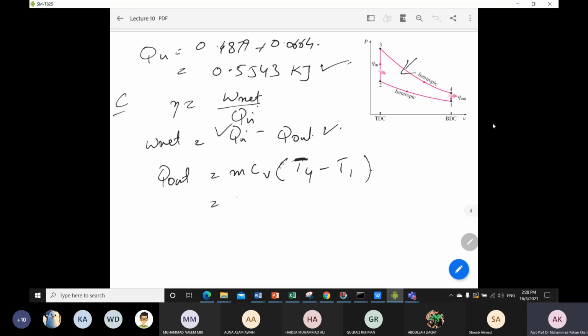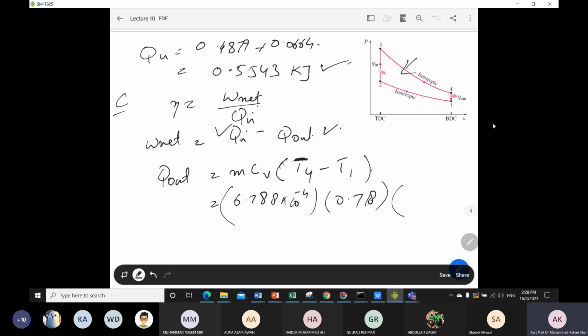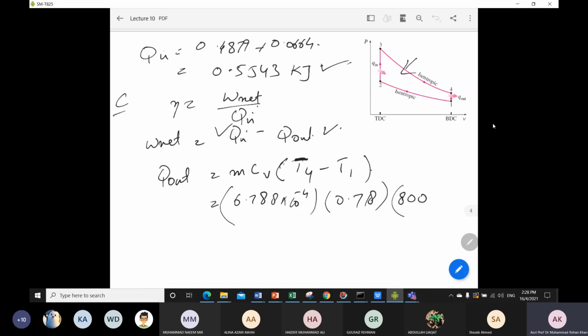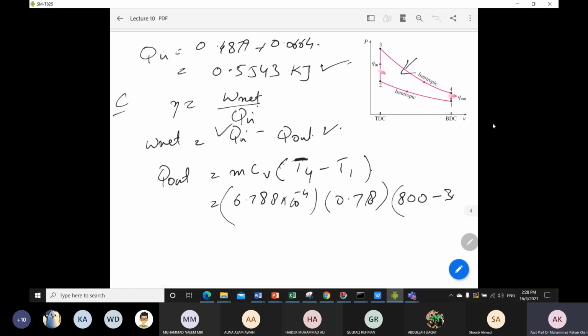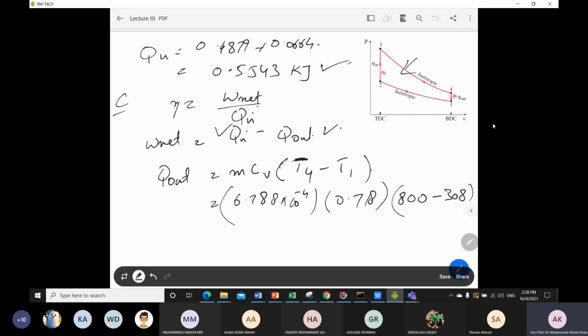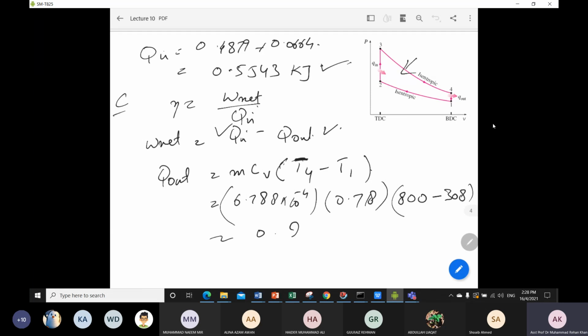Okay, so by just plugging in all the values, you will get the value of Q out as well. 6.788 into 10 raised to power minus 4. CV value is 0.718. T4 is given in your question: at the end of the polytropic expansion process the temperature is 800, and at the start of the compression process the temperature is 308, also mentioned in your problem statement. So from there you can get 0.2398 kilojoule of Q out.